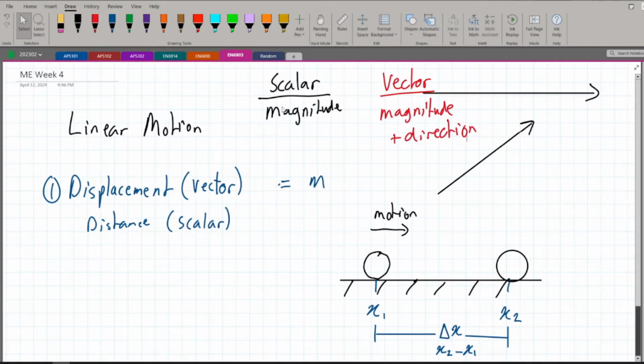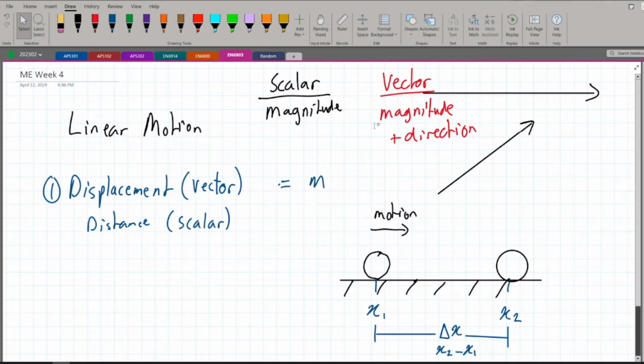Distance is just the value of it. So it's 5 meters, it's 10 meters, it's 20 meters. For the vector, you would say 20 meters to the right, 20 meters up, 20 meters down. So the displacement in this case would be 20 meters to the right, for example, if this was 20 meters, or delta x to the right. That is what displacement is. Scalar is just this actual distance, the value of the distance here. It's not the direction the ball is moving to, but just the distance from this point to this point.